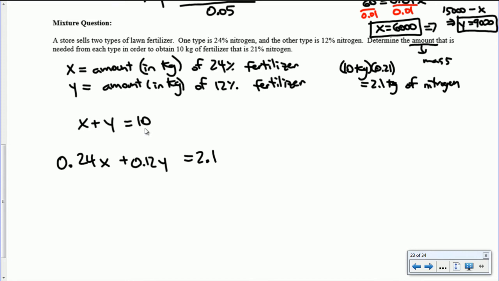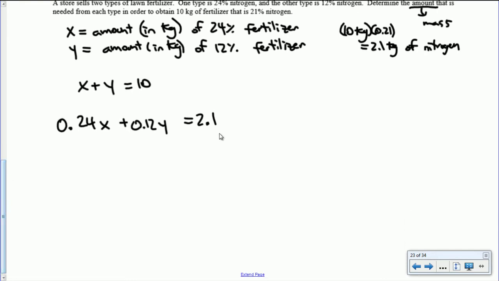They need to add to 10 kilograms. Percentage of one plus the percentage of the other. They need to combine to make 2.1 kilograms of nitrogen in the final collection. So it doesn't say that we need to solve this algebraically, so let's maybe go for the easiest way forward. We will graph this. So I need to isolate this equation for y. So y1 is going to be 10 minus x.